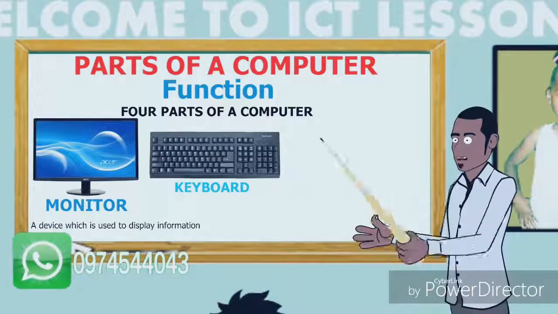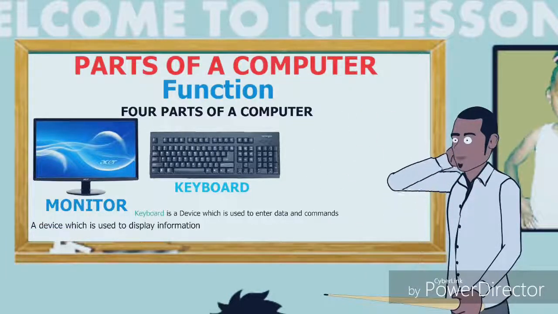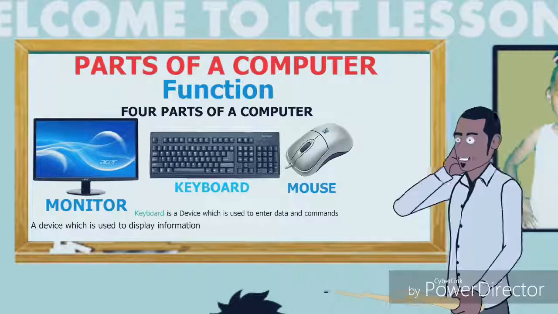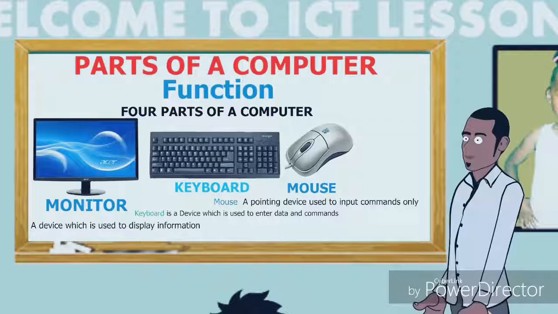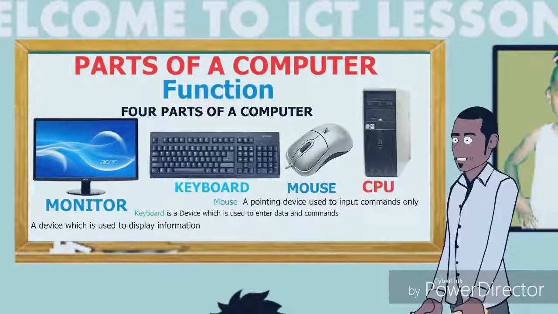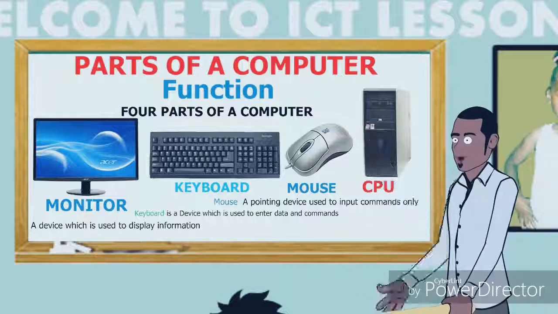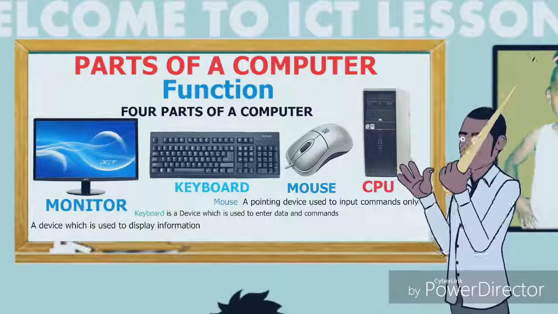Keyboard. A keyboard is a device which is used to enter data and commands into a computer. Mouse. A mouse is a pointing device which is used to give commands only. CPU, Central Processing Unit. The CPU is the brain of the computer which controls the operation of a computer.